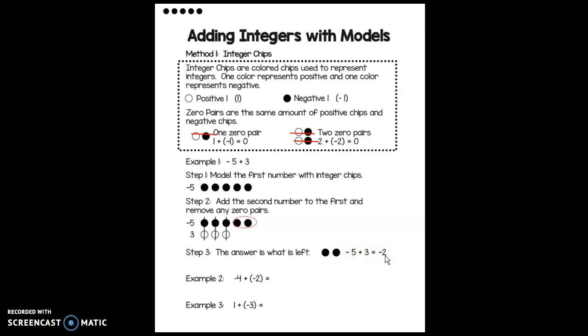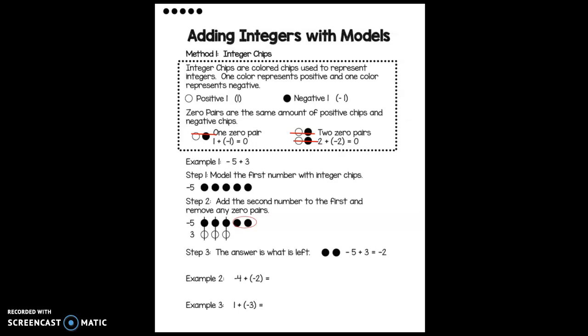I'm going to help you get started on example 2, but you're going to finish it by removing any zero pairs. Example 3, you will do completely on your own. So please feel free to replay the video as many times as you need to make sure you understand how to do this. So let me get you started on example 2.